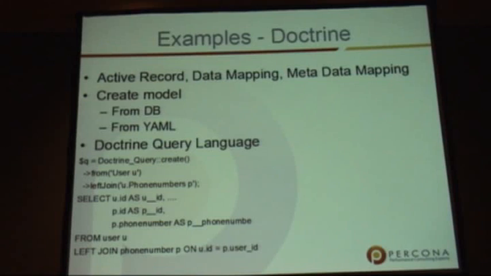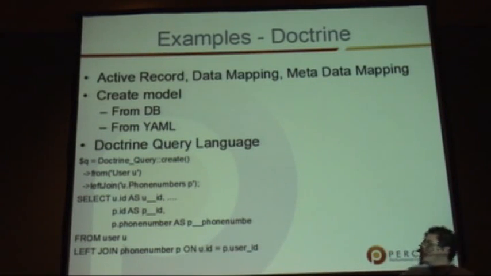Doctrine: active record, data mapping, and metadata mapping. You can create a model from the database, so Doctrine supports reverse engineering in this case, or you just use YAML to specify it. And it has, pretty much inspired by Hibernate, the Doctrine query language, which is sort of like showing how to do SQL. But if you look at it, it pretty much looks like it.